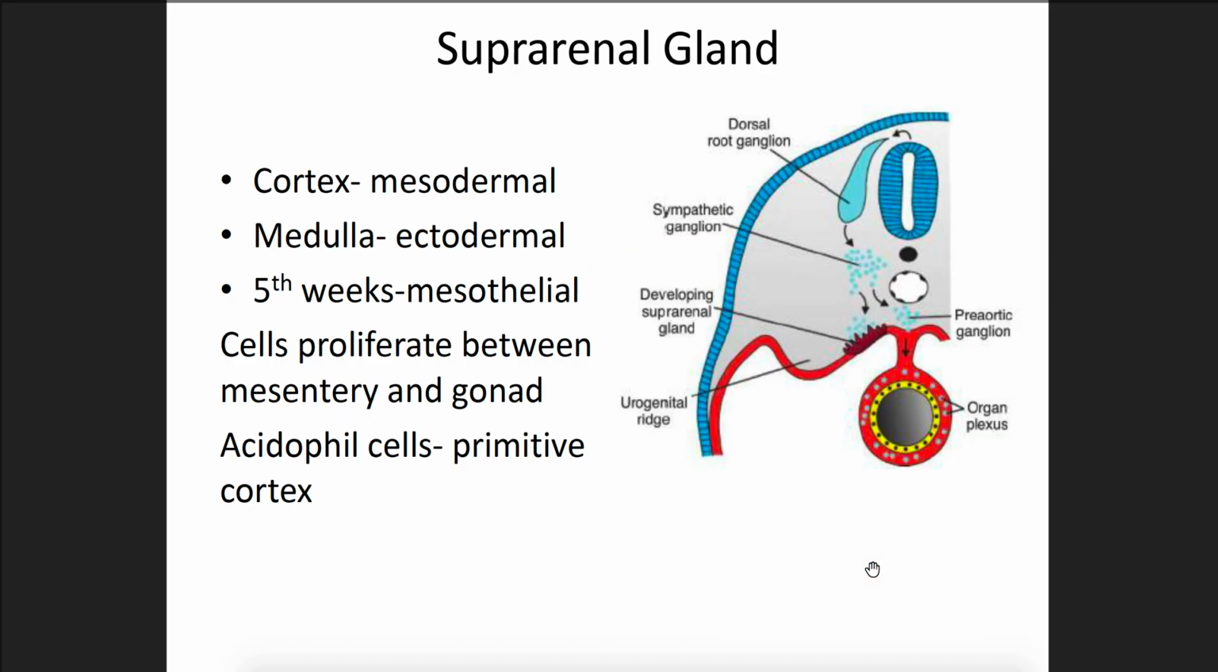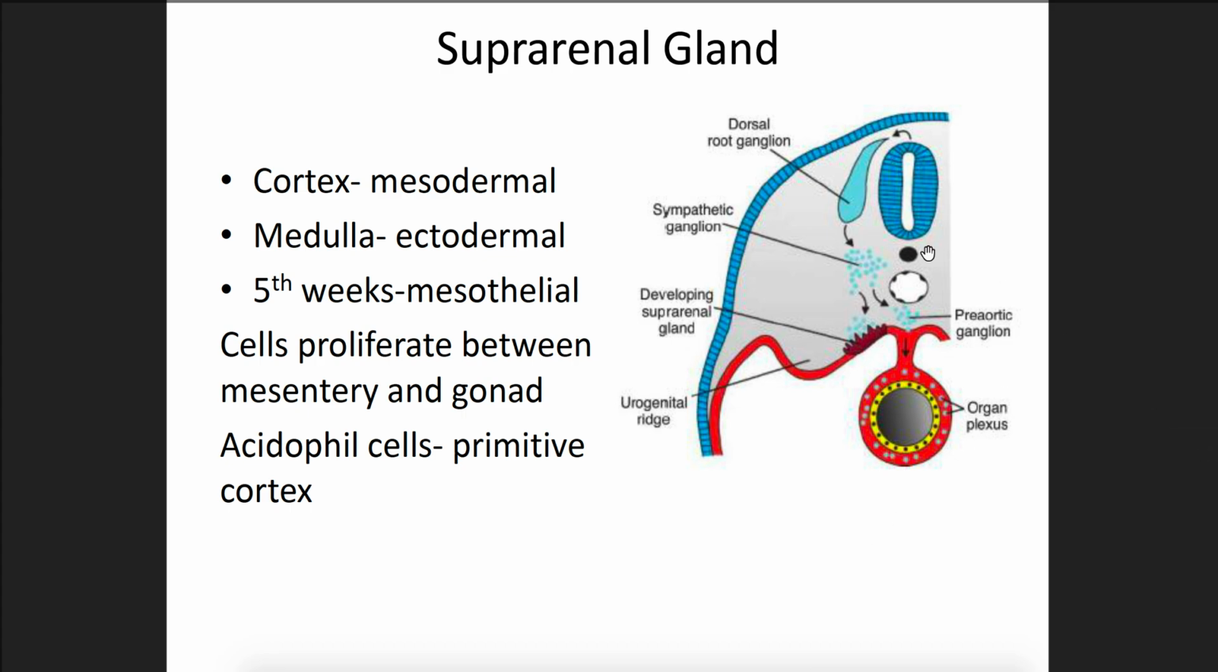Now, just a little more and I think we'll be done. Another important structure which is concerned both with endocrinology and gross anatomy when you talk about the abdomen and nervous system is the suprarenal gland. Now, the suprarenal gland has 2 sources of origin. Outside, it has a cortex. The cortex is mesodermal in origin. And inside, it has medulla, which is ectodermal in origin.